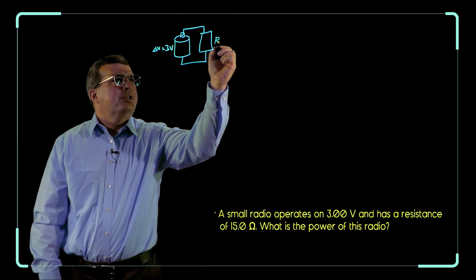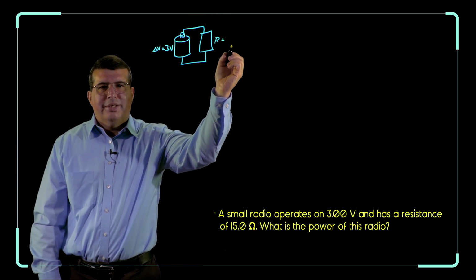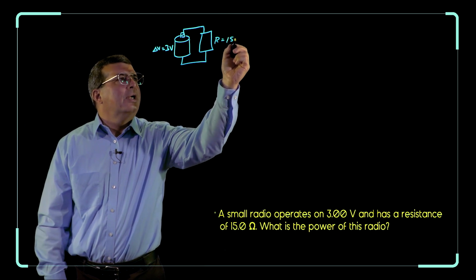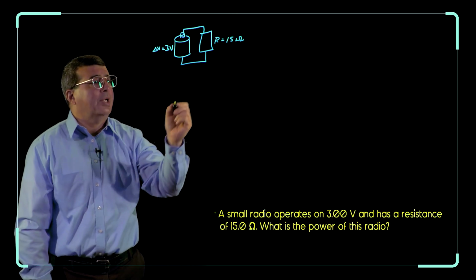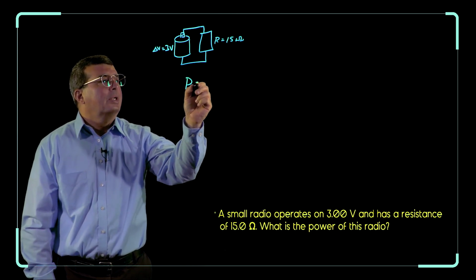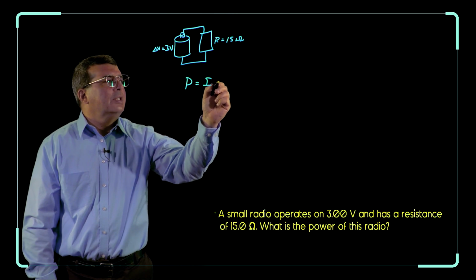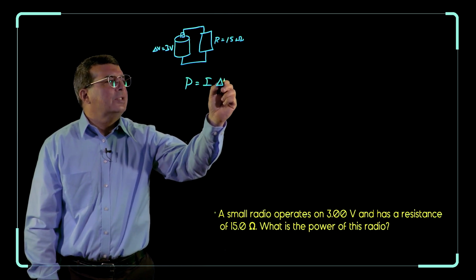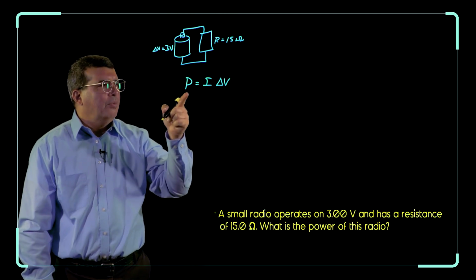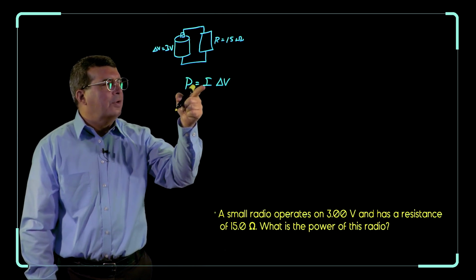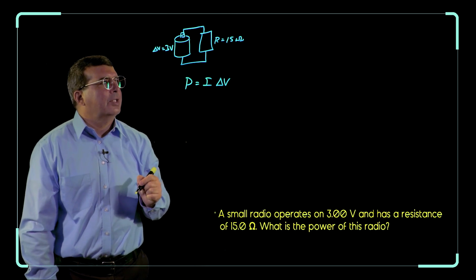And what we're told is that the resistance is 15 ohms. And we're looking for the power of this radio. And we know that power is equal to current times change in voltage. We don't know the current, though. We want to know the power. We know the voltage. We don't know the current.